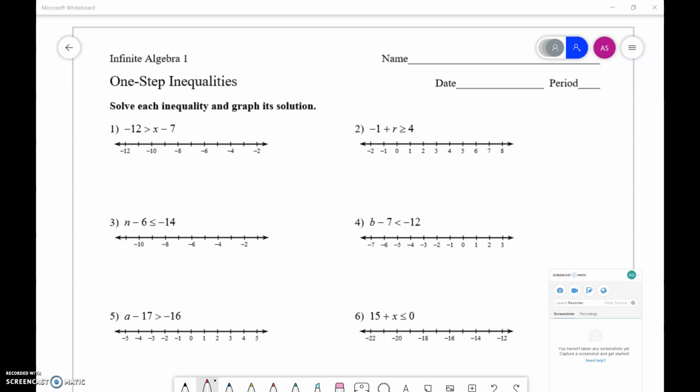So we're going to be looking at solving one-step inequalities today. So here's the video. Basically it's going to work just like solving equations, except you're not going to see equal signs. You're going to see less than, greater than, less than or equal to, greater than or equal to.